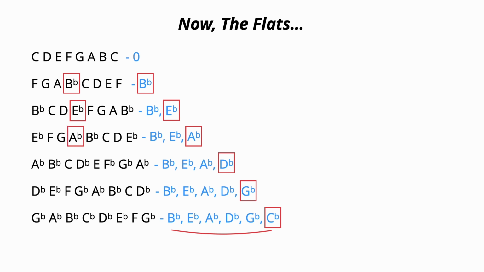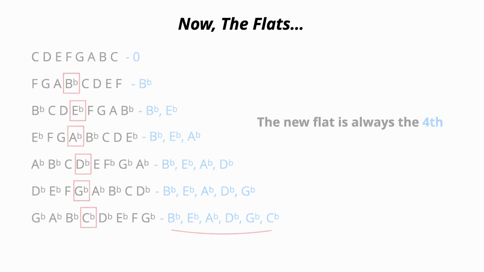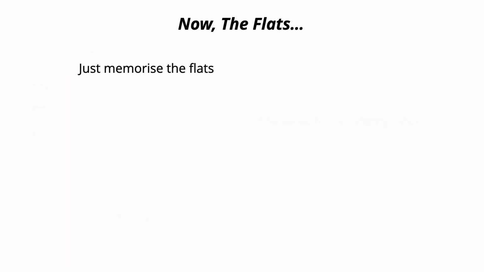The same pattern will occur here at A flat, where our newest is D flat, which is the 4th. In the key of D flat, our newest flat note is G flat, which again is the 4th, and then down in G flat, our newest and final flat is once again the 4th. So the new flat is always the 4th. So once again, we can just memorize the flats in order, but here we stop on the 4th.